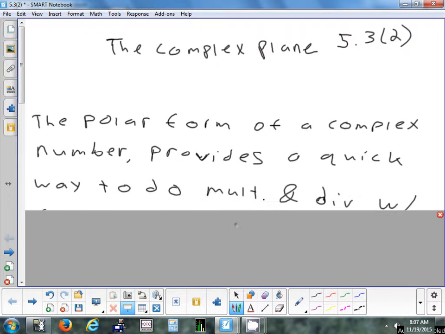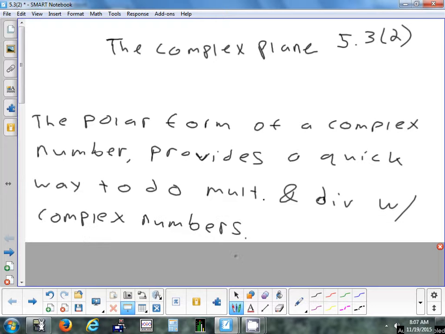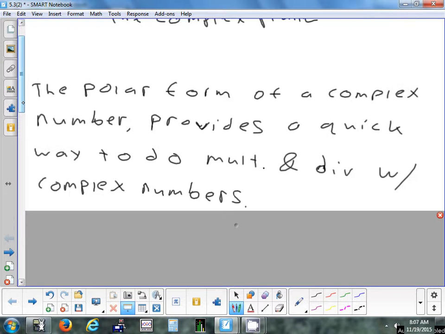So the polar form of a complex number gives you a quick way to multiply and divide, rather than worrying about all the foiling and all the I squared stuff. Now, this is only quicker if your numbers are in polar form. If your numbers are already in rectangular, maybe it's quicker to just do it in rectangular, rather than change it to polar and do it this way. But if they give you numbers that are in polar to start, it's going to be extremely fast.